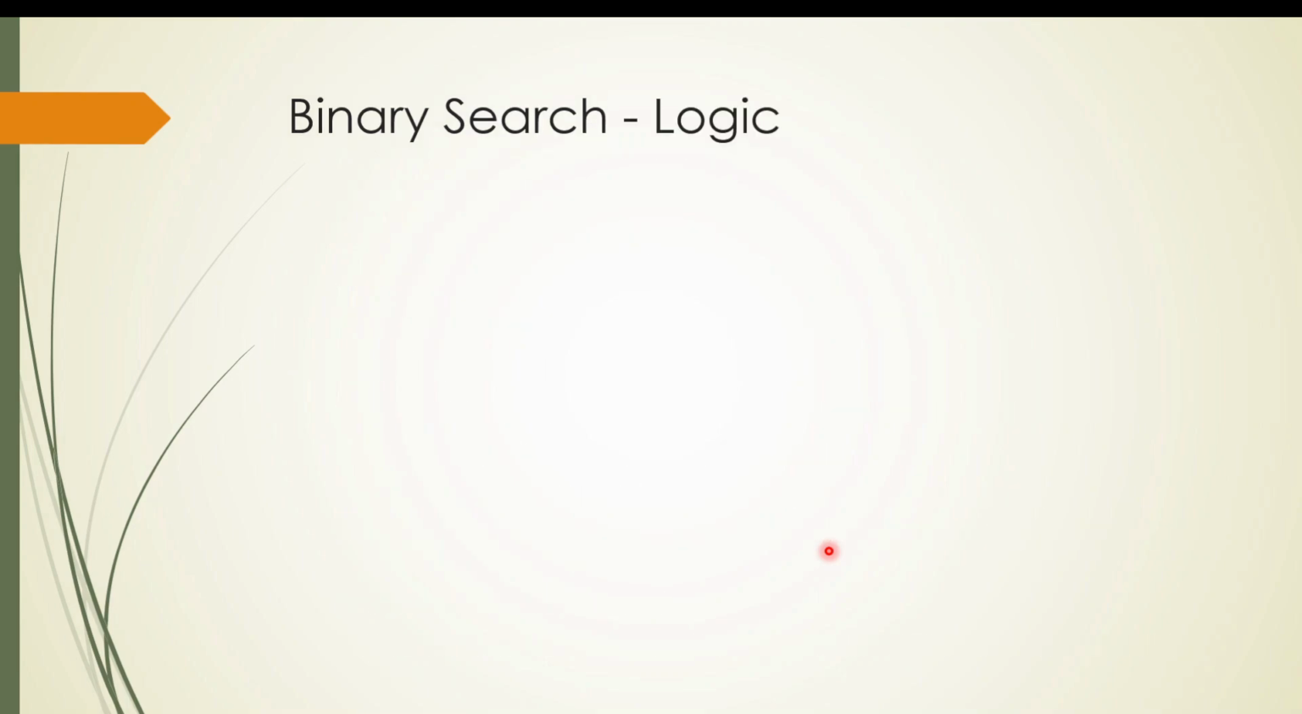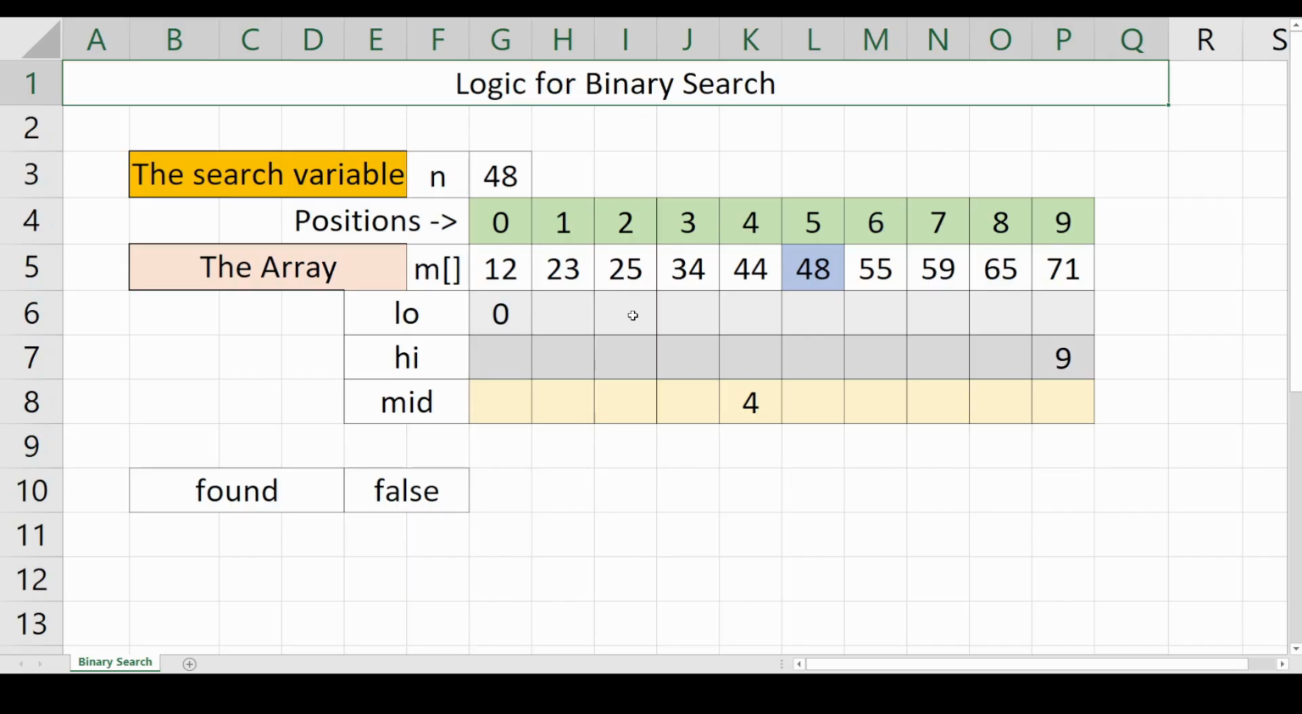I will show you the logic of this program now and we can figure it out. Okay, let us discuss the logic for binary search now. This is the search variable. I'm looking for the variable n that contains the number 48. I've just taken the number 48.